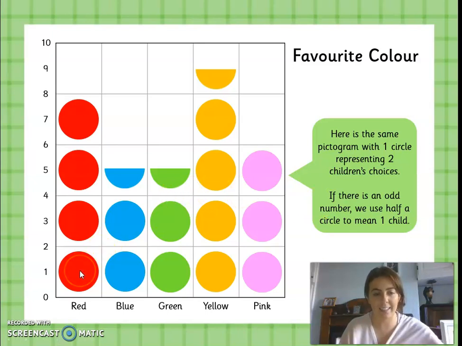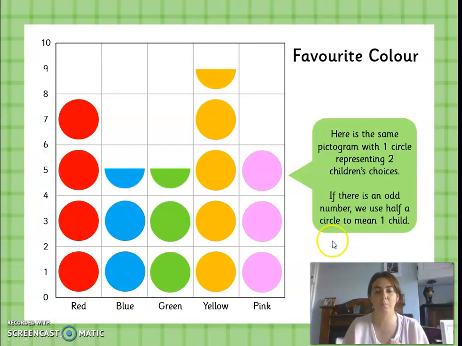So in that case, I can count up in twos for the red, and I can say 2, 4, 6, 8. There's 8 children who prefer the red. Now let's have a look at blue. I know that this represents 2 children. This also represents 2 children, so 2 plus 2 is 4. And this is half the circle, so that is 5. And as you can see, if you wanted, you could go across here to the number. You can see that it is 5.